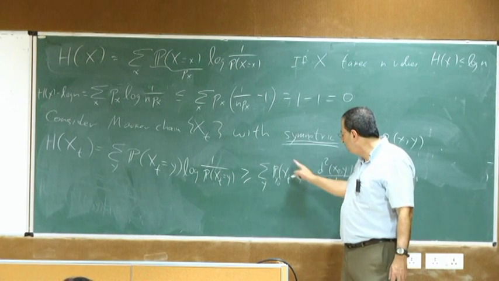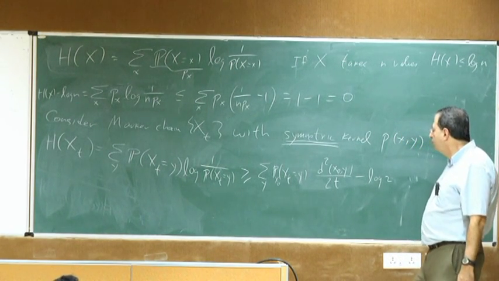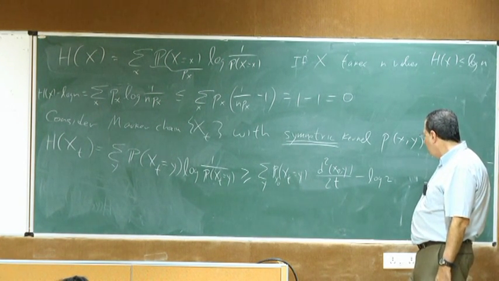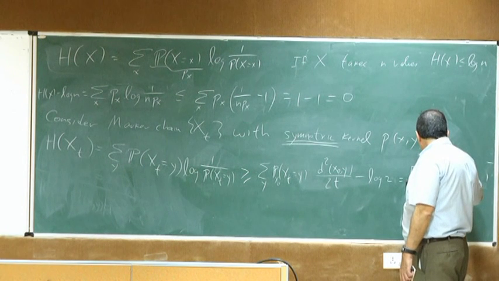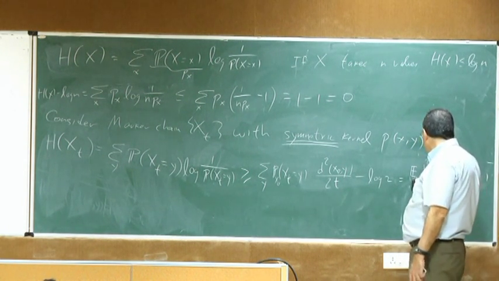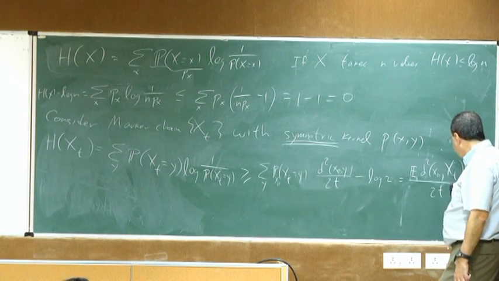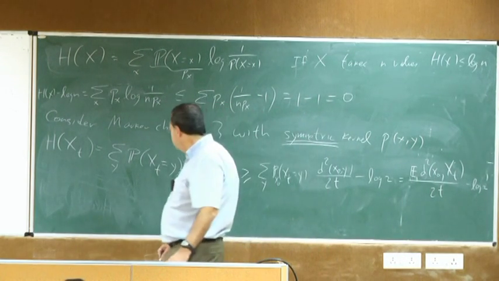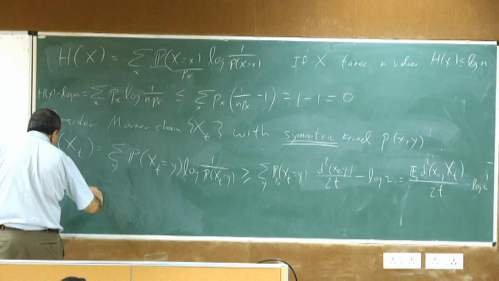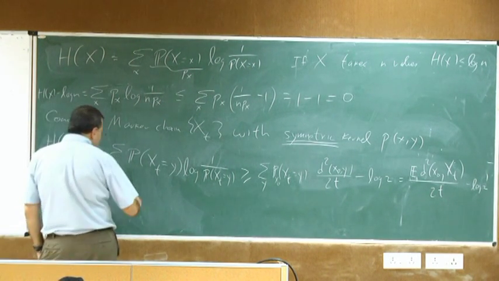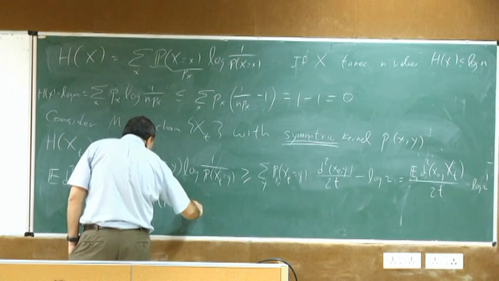Okay, so we get this subtraction, and this log 2 can jump out of the sum if we want, because these terms add up to 1. And so what does all this mean? This is just the expected distance squared from x_0 to x_t divided by 2t, minus log 2. Okay, so just moving things to the other side, we see that the expected distance squared from x_0 to x_t is bounded by 2t times the entropy of x_t plus log 2.